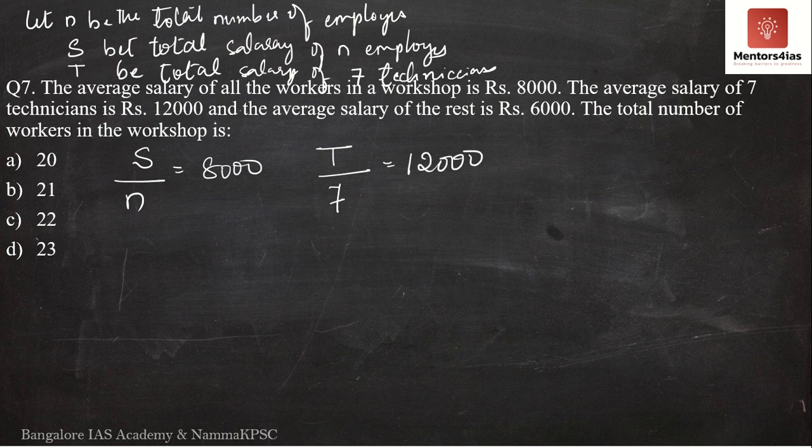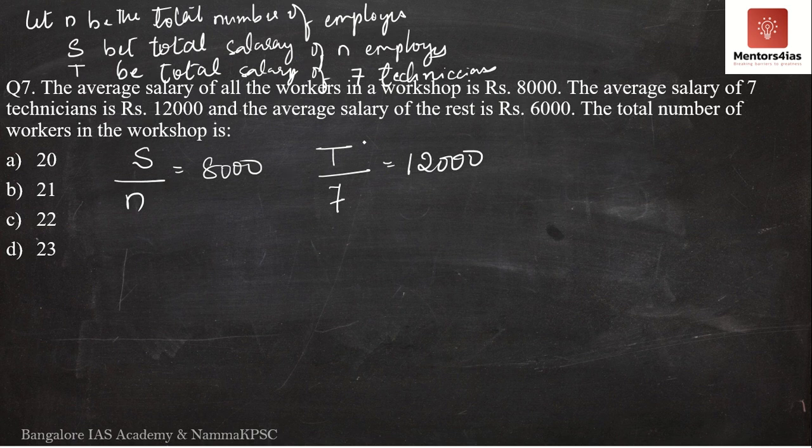The question further says the average salary of the rest of the employees is rupees 6,000. See, total salary and total employees, their average salary is 8,000. If you only take the technicians, that is 7, their average salary is 12,000. So the rest of the employees, that is non-technicians, their average salary is 6,000.